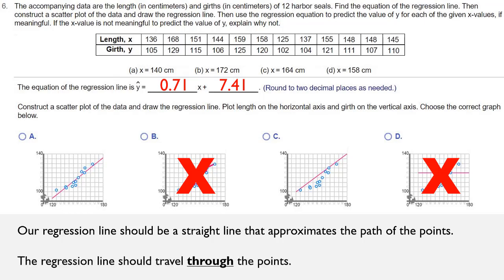So when we look at these two graphs, graph A and graph C, the line for graph A is traveling within the points, whereas the line in graph C is above the points. So since the graph should be in the midst of the points, that eliminates graph C. So the correct choice here is answer A. Then we're supposed to make some predictions.